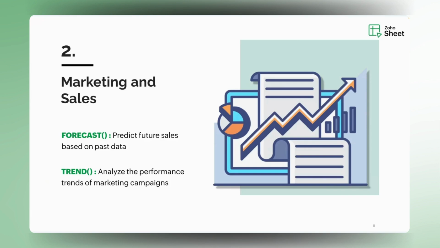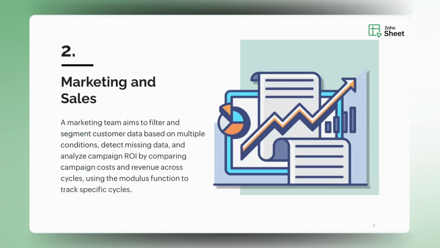And in today's webinar, we'll dive into how marketing teams can filter and segment customer data based on multiple conditions, detecting missing data, analyzing the campaign ROI by comparing campaign cost with revenue over a specific cycle. So, Balaji, could you take us through which function Zoshi would be most helpful for the marketing team in this scenario?